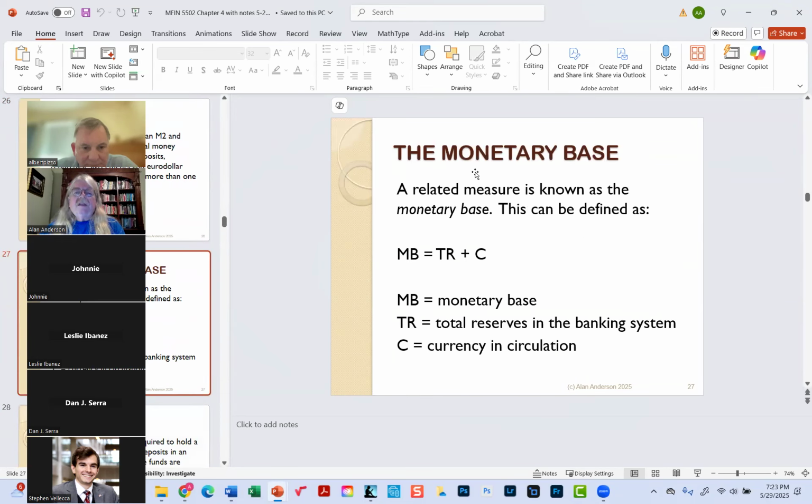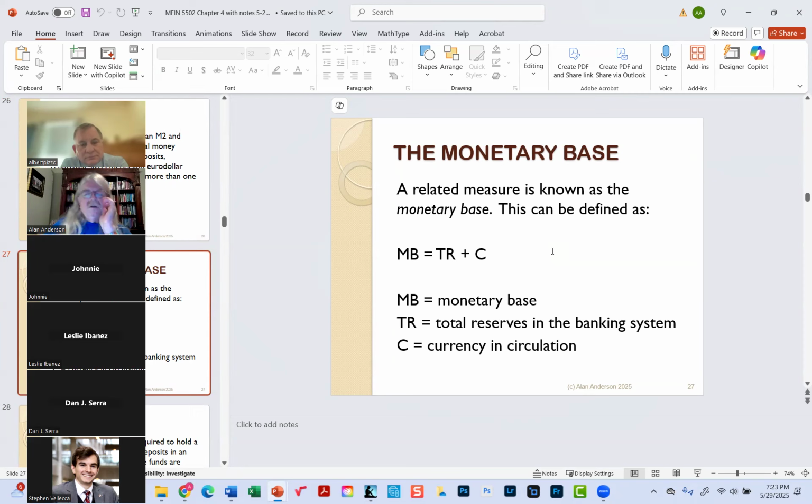Now, here we have a related measure called the monetary base. This is important because the Fed doesn't actually directly control the money supply. The money supply depends on other factors. For example, how much currency are people holding? How much are the banks lending? The activities in the marketplace determine the money supply. So the Fed only has an indirect control over it. But this monetary base is directly under the control of the Fed.